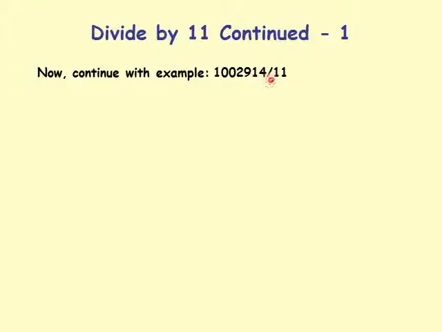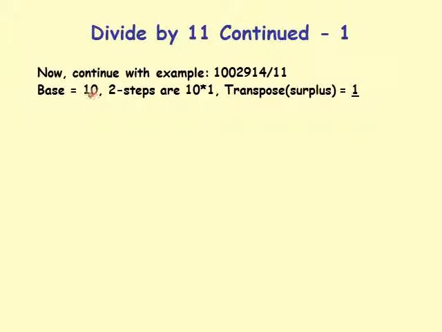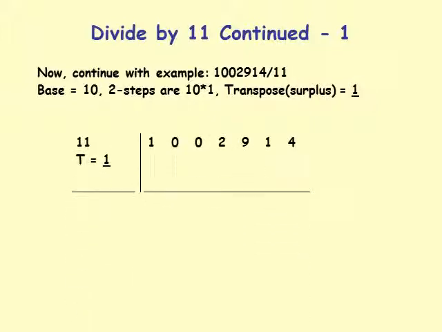The example is 1002914 divided by 11. The base was 10, and the two steps are 10 times 1, and the transpose is negative 1. The surplus is 1 and the transpose is minus 1. This is the way to set up the problem. This is my dividend and that's my divisor, and this is my transpose, and the base number is 10, and the two steps are 10 and 1. So we divide first by 10. This is the first division here.